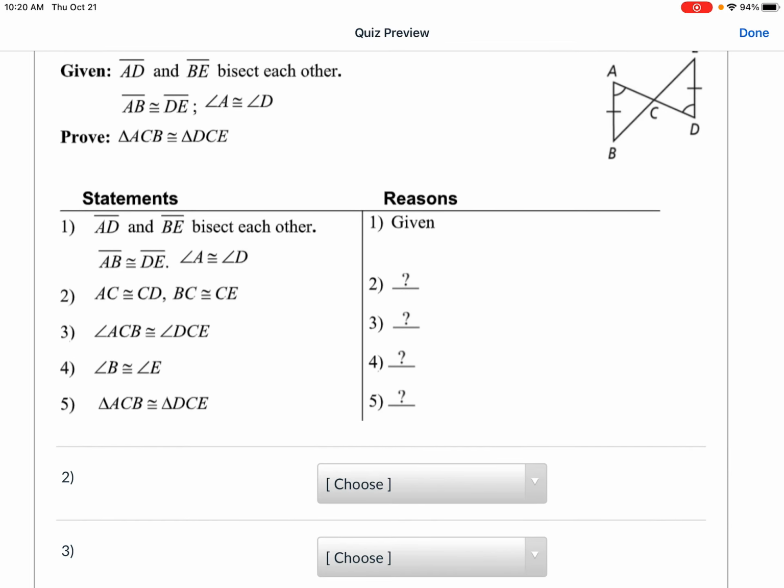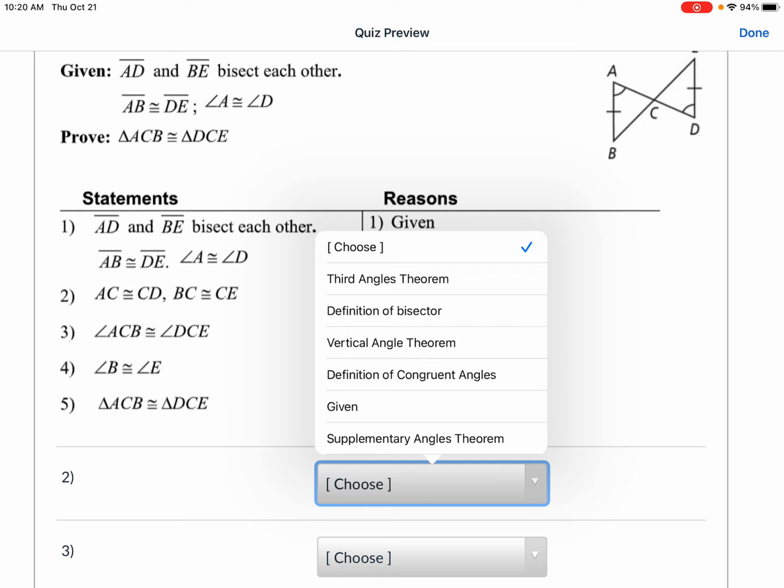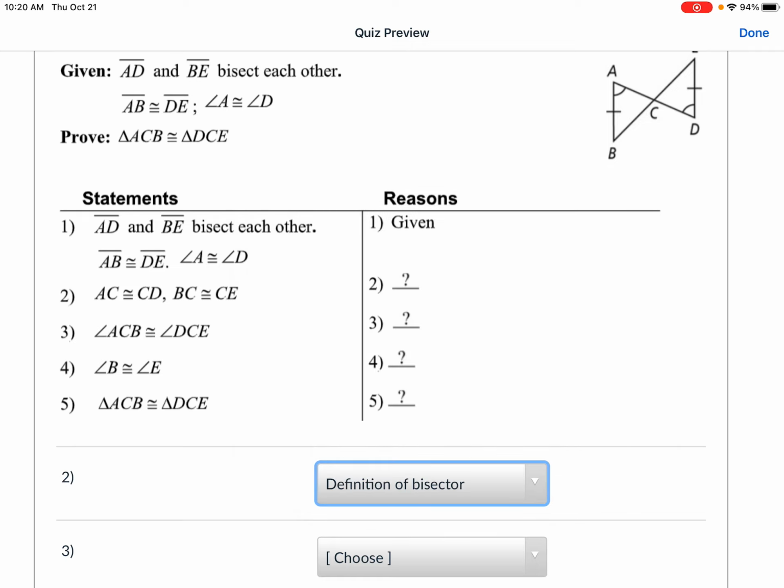So when we're looking at number 2, the reason we know that's true is because they're bisectors. That's the definition. That's what bisecting means. It means it cuts it in half where the 2 pieces are the same size. Next, we're looking at angle ACB and angle DCE, and it says those 2 are congruent.